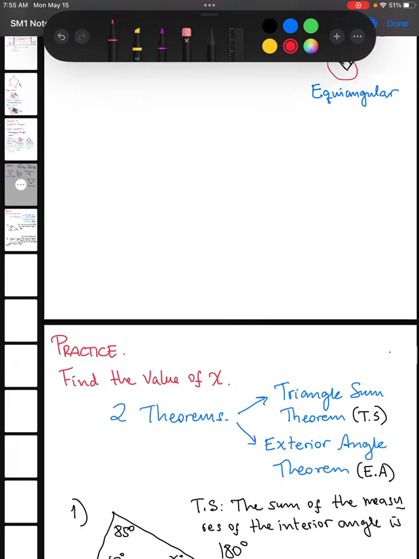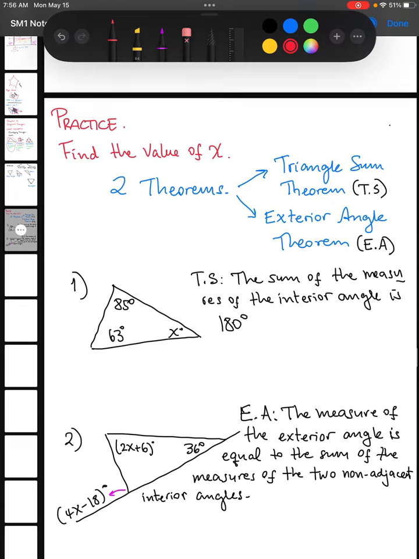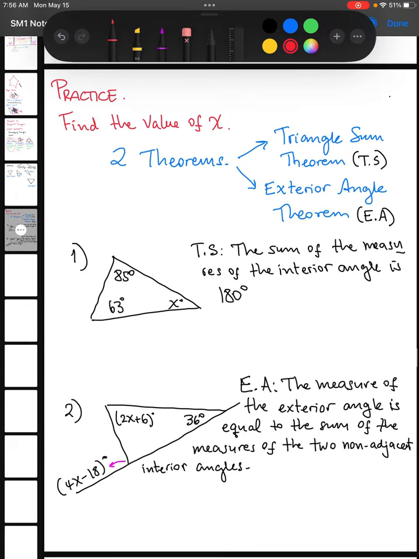Let's move on, talking about two different theorems that I'm going to use to solve the two exercises you see here on screen. Let's find the value of x. We're going to use two different theorems, the triangle sum theorem and the exterior angle theorem.